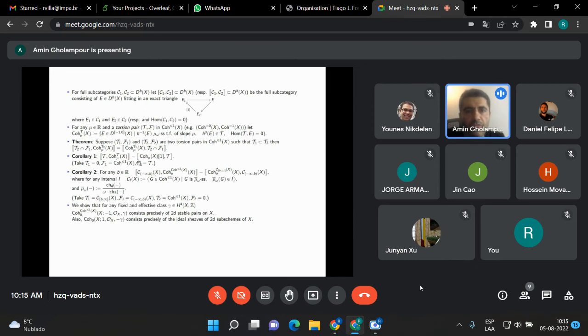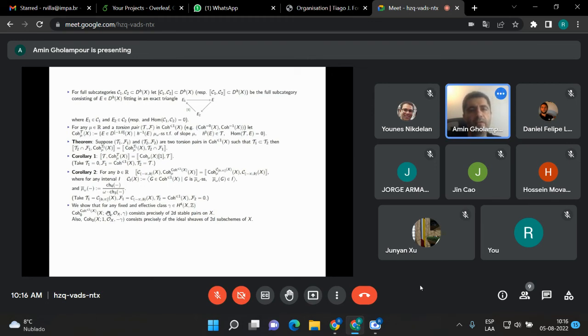Okay, now if we have these two relations, we want to go back to our relation between 2D stable pairs and ideal sheaves. So this category, we can show that it consists of exactly our 2D stable pairs. Basically, this condition says that the co-kernel is at most one-dimensional. We are fixing the determinants, so this means that we are fixing the determinants of this pair.